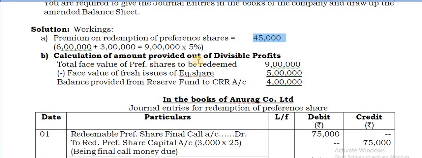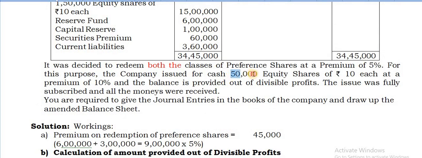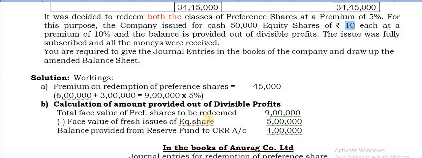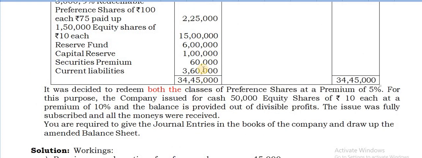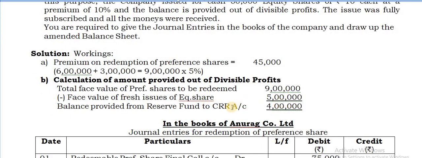Then calculation of the amount to be provided out of the divisible profits, that is, the amount to be transferred to CRR. Already I have told you the reserve fund is a divisible profit. So 9 lakhs total amount redeemable minus the face value of the fresh issue of shares, here 50,000 shares into 10 each, that is 5 lakhs. Balance 4 lakhs is provided out of the reserve fund. You can find there is more amount here, 6 lakhs is there. 4 lakhs can be provided.